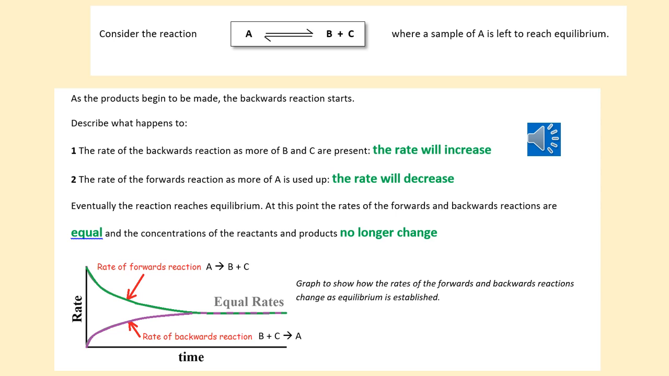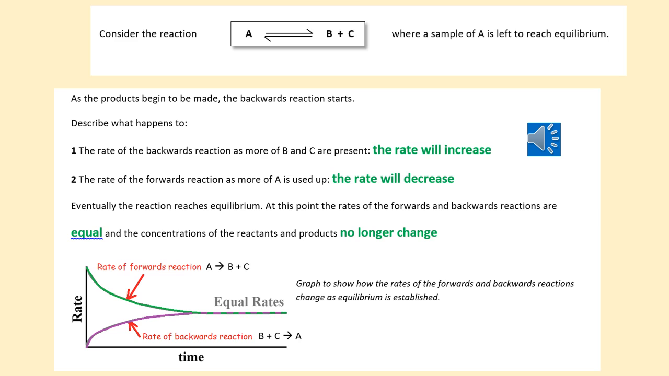So looking at the same chemical reaction with A changing into B and C and then B and C changing back into A, we're being asked to describe what happens to the rate of the backwards reaction as more B and C are present. Well, as soon as we start making some B and C, they will start to break back down again to A.